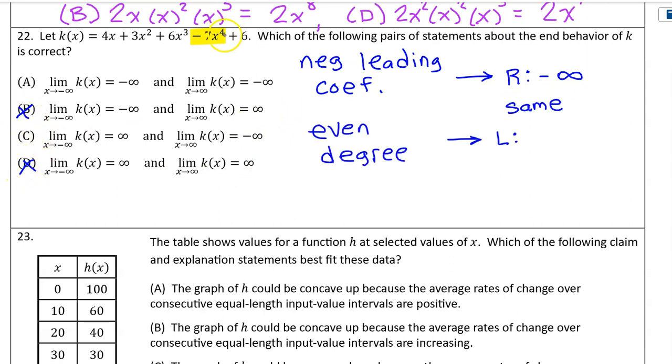K of x has degree 4. The fact that this is an even degree tells us that the left end behavior will be the same as the right end behavior. So negative infinity. So that means that the answer must be A.